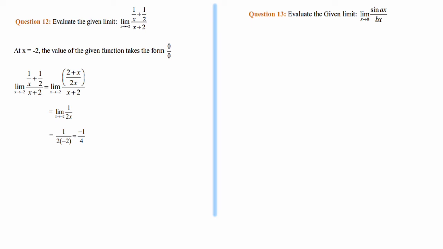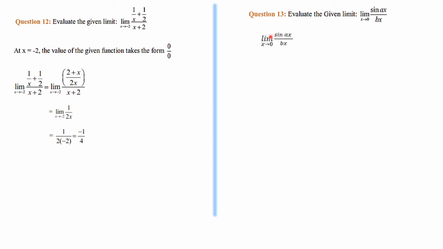Next, question number 13. Evaluate the given limit. Limit x tends to 0, sin ax by bx. So the limit of trigonometric functions we have to use here. We have learned a formula: limit x tends to 0, sin x by x is equal to 1. So here in sin ax by bx, in the denominator, if there is ax, then we can apply the formula.